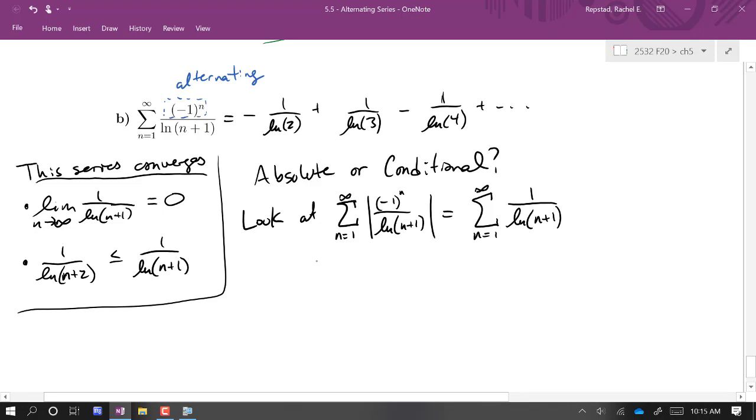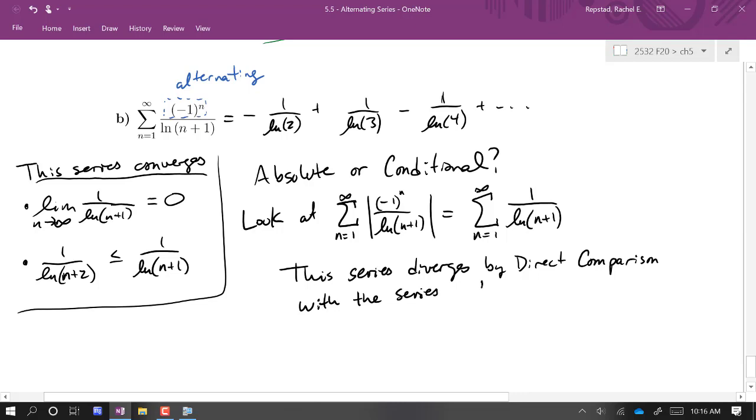So we can see that this series actually will diverge, and we can tell this series diverges by using the direct comparison test. So by direct comparison with the series 1 over n, we know that that's the divergent harmonic series. So the series we get by taking the absolute value of all the terms diverges, and that means that the series we started with, this alternating series, converges conditionally.